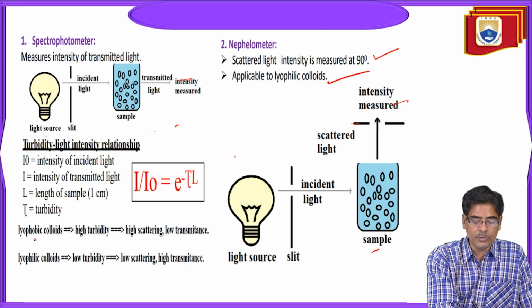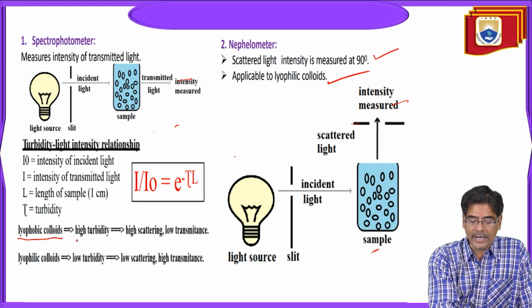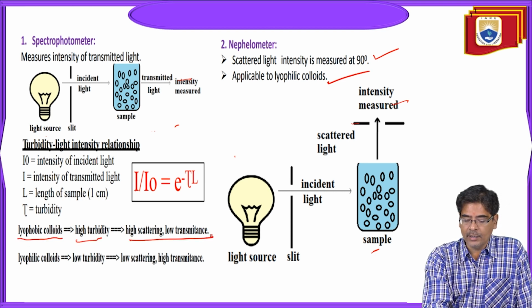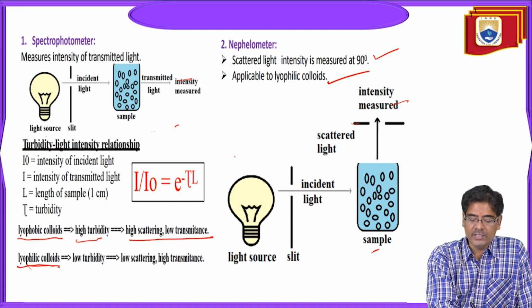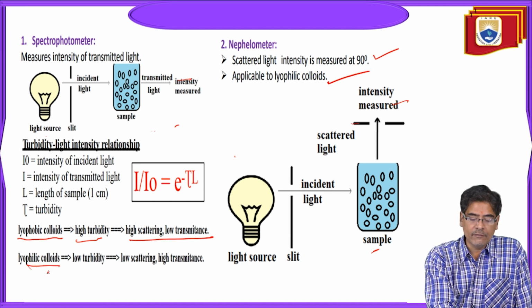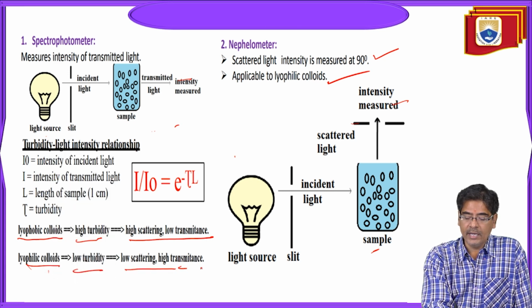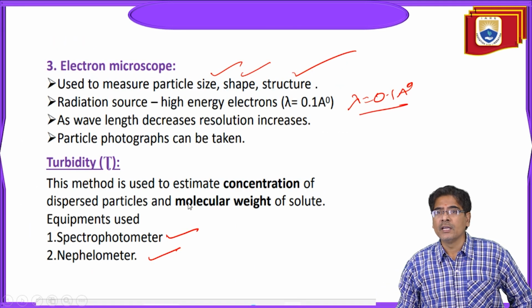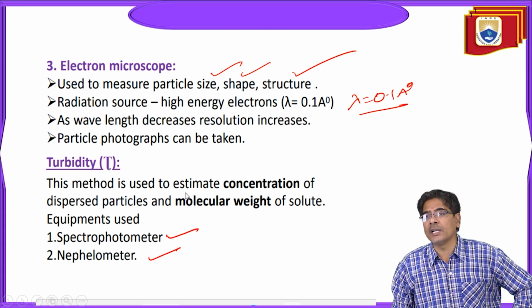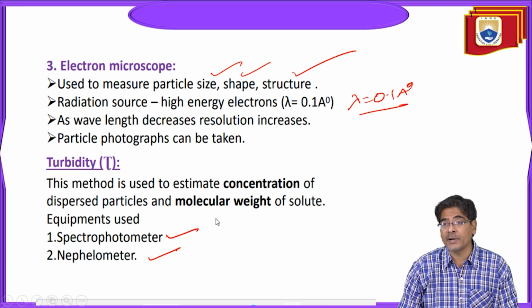So here we can distinguish between lyophobic colloids, which have high turbidity, high scattering, and low transmittance, whereas lyophilic colloids, which can be observed through the nephelometer, have low turbidity, low scattering, and high transmittance. So these are the two equipments in which turbidity can be studied, to estimate the concentration of the dispersed particles and the molecular weight of a solute.